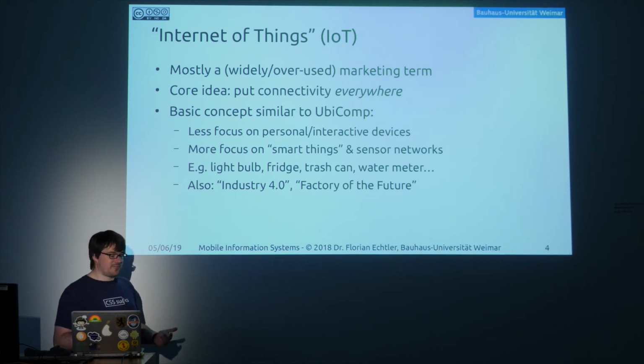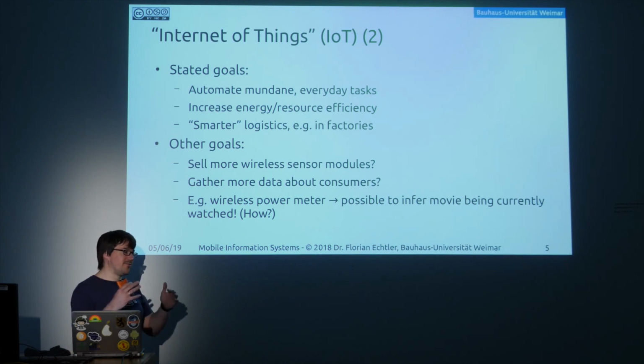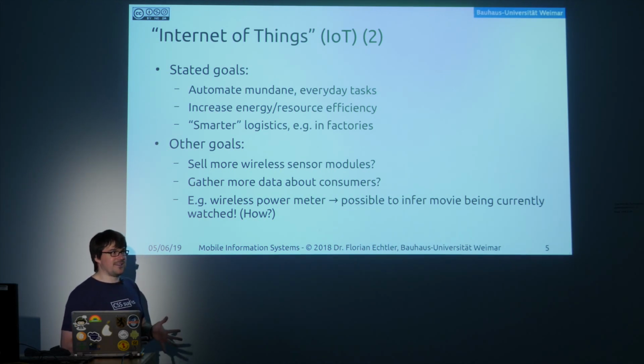So what people try to sell with IoT is the idea that we can automate mundane tasks like picking up the trash on time. We can increase energy efficiency because, for example, if the city services only have to come to your street to pick up the trash cans when they actually need to, instead of once every week, then maybe you would need to do that less often. You can improve your factory efficiency because you can better track the raw materials and so on. So that's what people try to sell with the idea of Internet of Things.